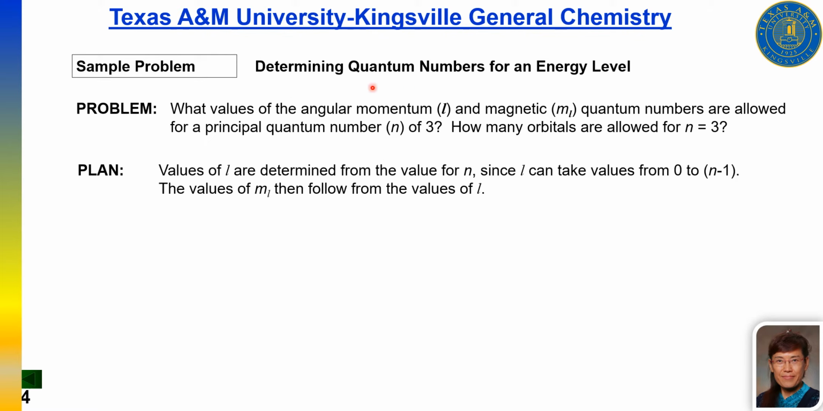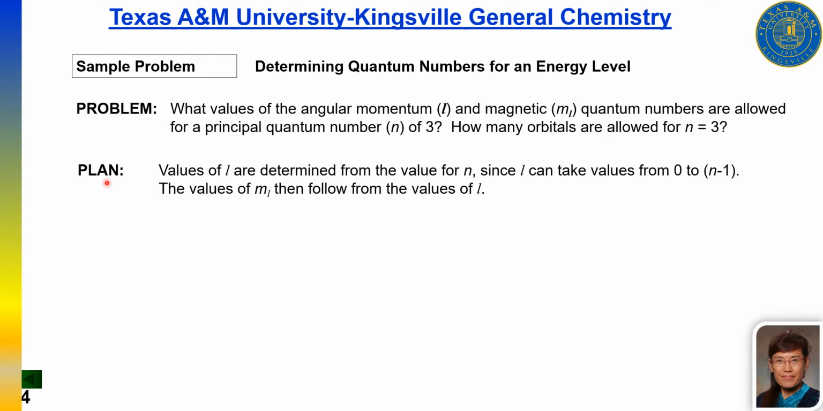Let's practice how we determine the quantum numbers for an energy level and how to determine the total number of orbitals which are allowed. Our problem is: what values of the angular momentum quantum number l and magnetic moment quantum number ml are allowed for a principal quantum number n of 3? Question 2: how many orbitals are allowed for n equals 3?